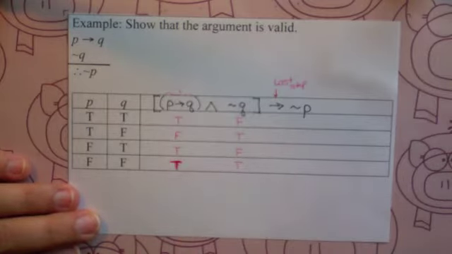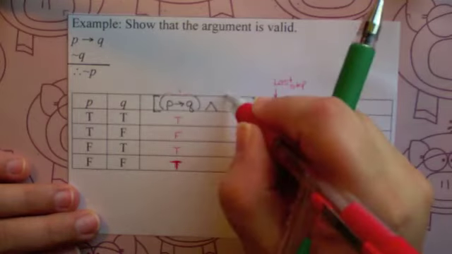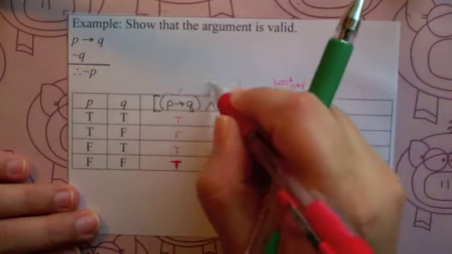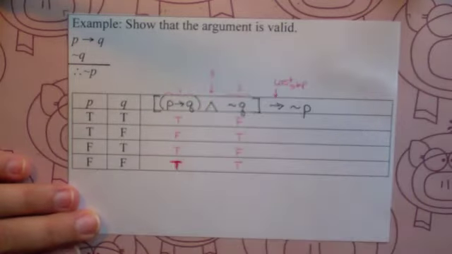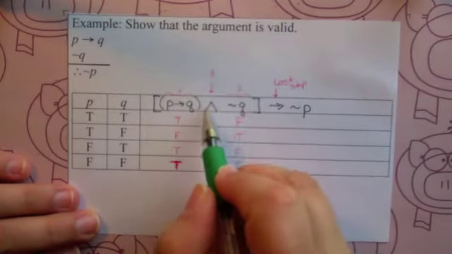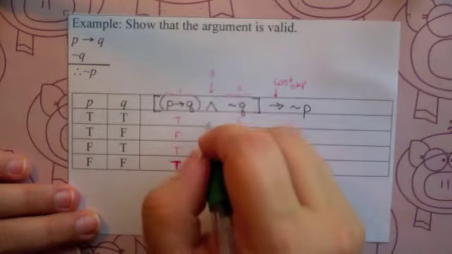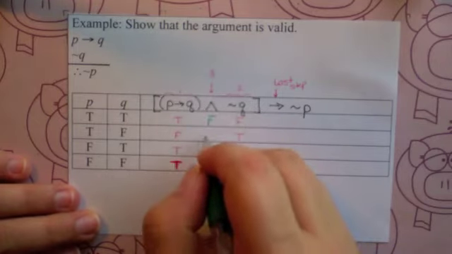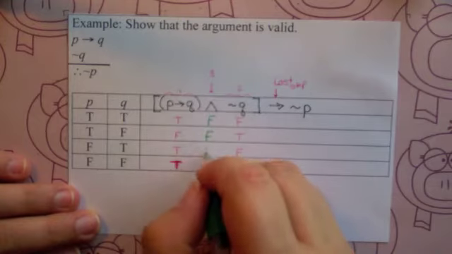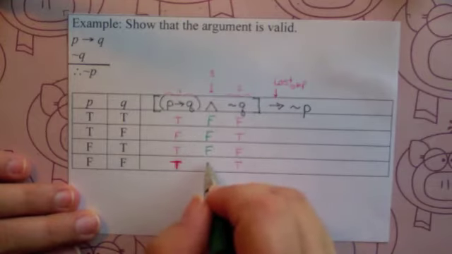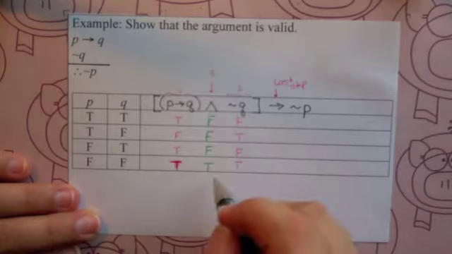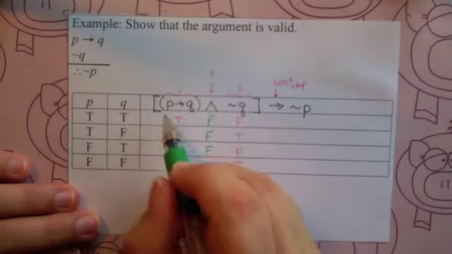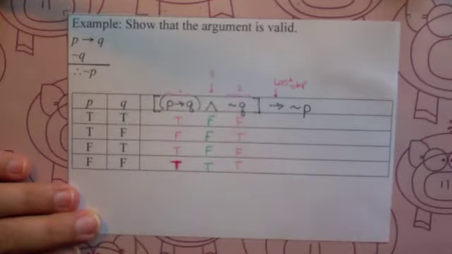Okay, my next step here is to AND these two together. Notice that I did this second and now this is third. This is the AND. For AND, if there's a false, it's false. So true and false, false and true, true and false, true and true. This green is the answer to the brackets.